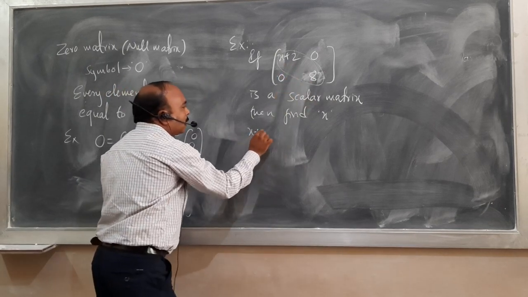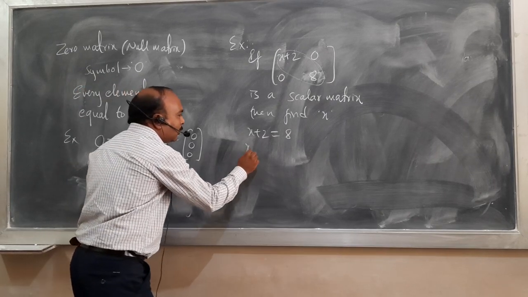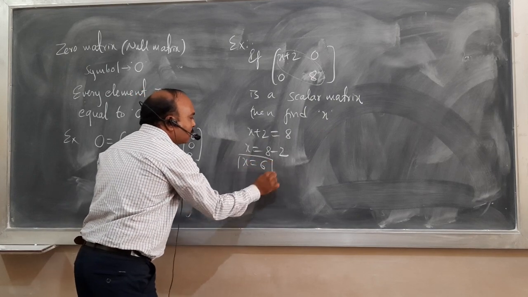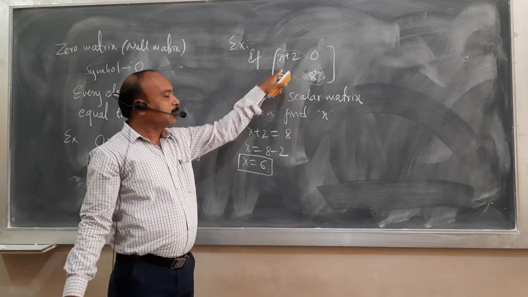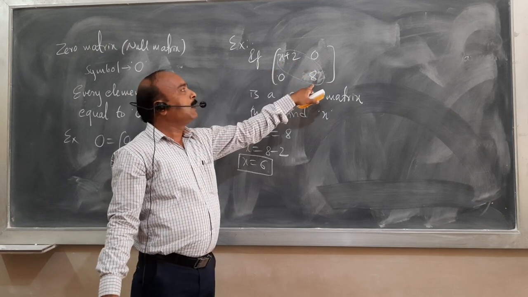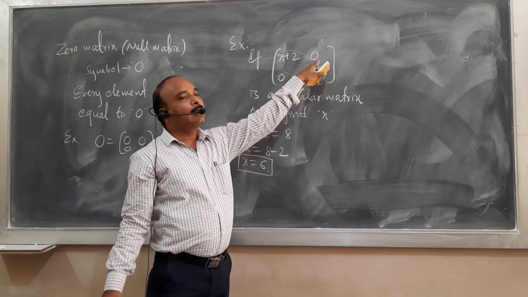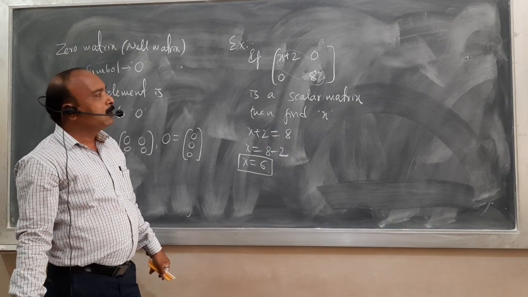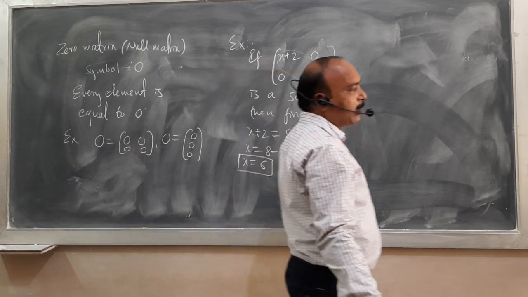Therefore you take it as x plus 2 equal to 8 directly by definition of scalar matrix. Therefore x equal to 8 minus 2, x equal to 6. So this is the value of x if it becomes a scalar matrix. If you substitute x equal to 6, what happens? 6 plus 2 equal to 8 and it is already 8. Then we get diagonal elements equal to 8 and non-diagonal elements equal to 0, then it becomes a scalar matrix. Like this we solve the example by using the given condition and given type of matrix.